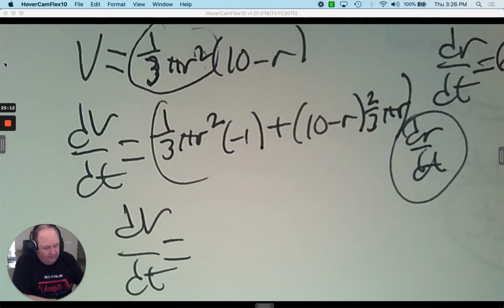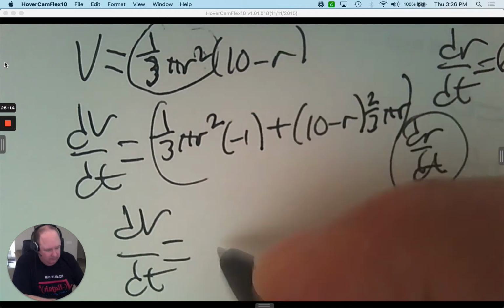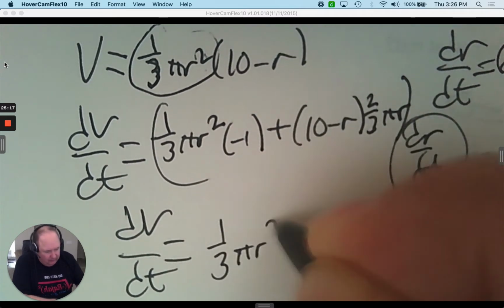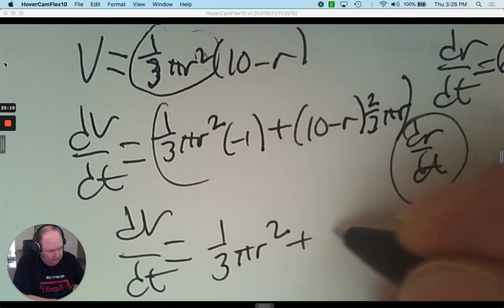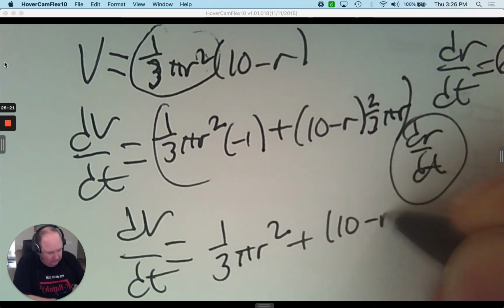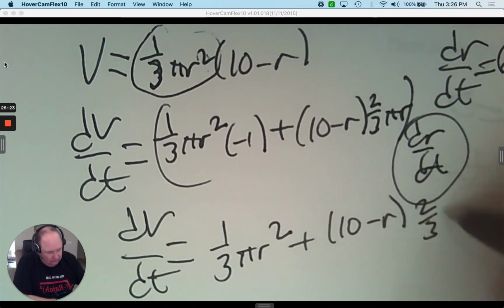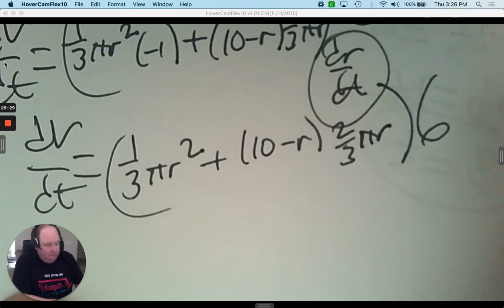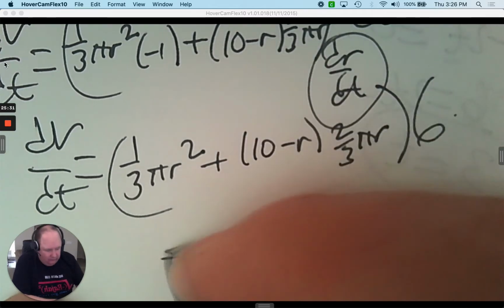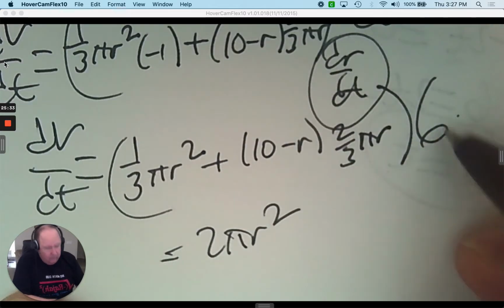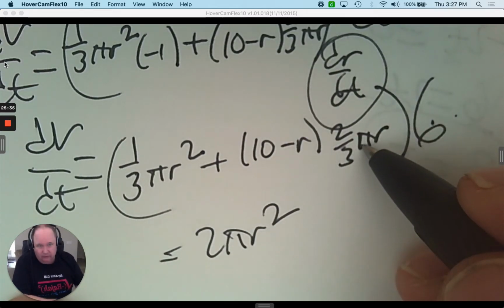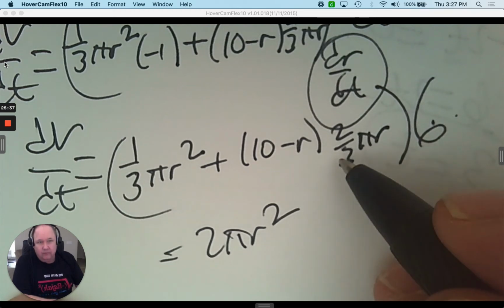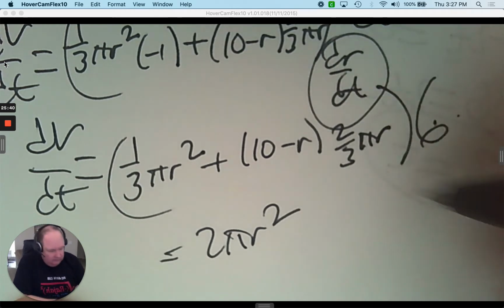dr/dt is 6. So I have 1/3 pi r squared times negative 1, plus (10 minus r) times 2/3 pi r, and all of that times 6. So 6 times 1/3 is 2 pi r squared. 6 times 2/3 is 4. That's 4 pi r.